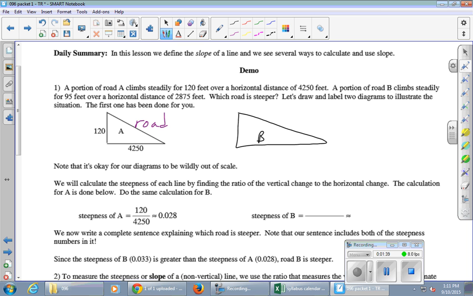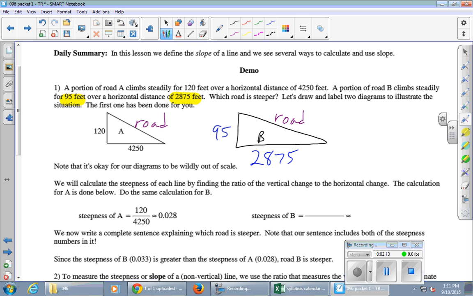So here's my diagram for road B. You've got two other numbers in this problem. Go ahead and fill them in. 95 feet, 2,875 feet. Let's see, so where does the 95 go? The vertical, so it says it was climbing 95. 2,875, that's the horizontal, so we'll put that down here. And just like before, the road is this diagonal line.